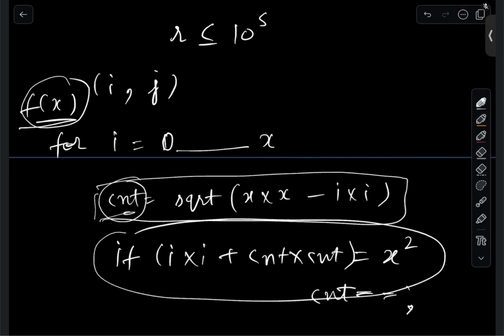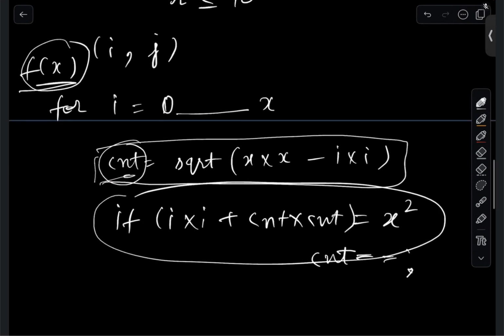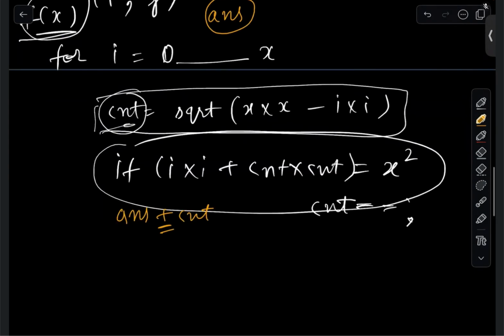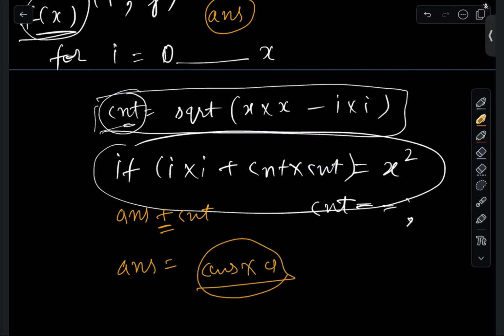Okay, so by doing this we can calculate. Let's say we have this answer variable and we are adding count to the answer. Then in the end, we can multiply answer by 4. Why? Because this is distance, right? So the positive, negative, like i or minus i, both are the same. So we will have 4 possibilities like that. Correct?